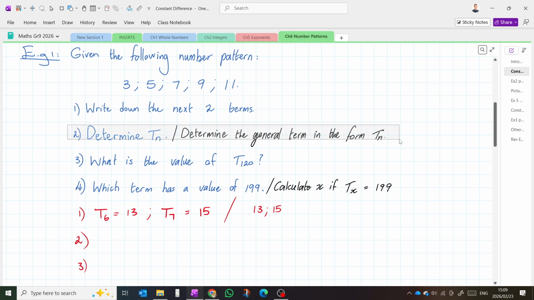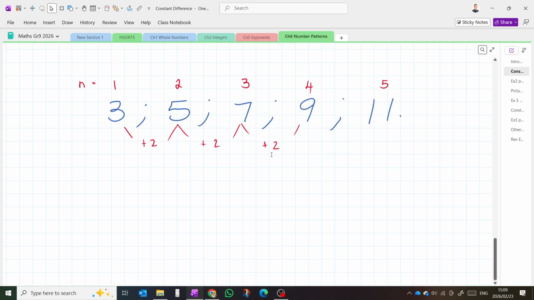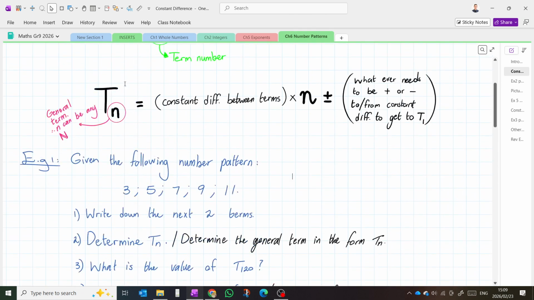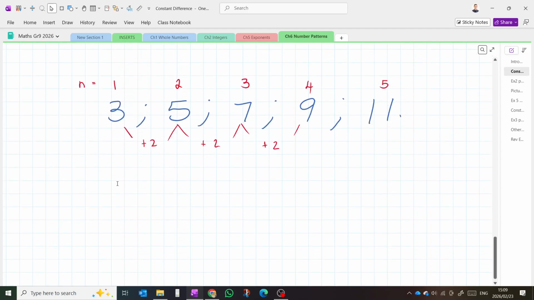But here we get to the main bulk of what this section is about, and that is finding the general term. This is going to be an equation that, when you plug in any term number, be it term 4, is going to spit out the value for you, which in this case would be 9. Okay, so let's see how we do that. I'm going to grab this and take it with me, because that's what's going to help us here.